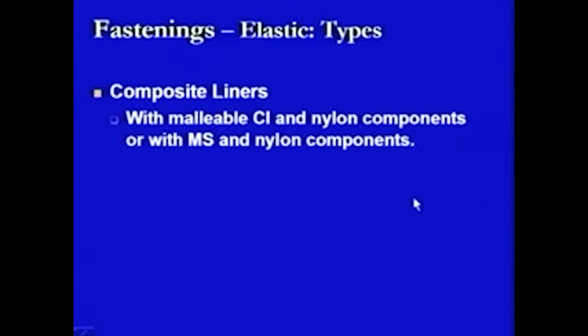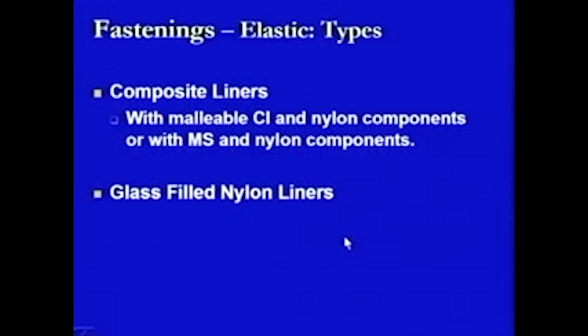Then there are composite liners. These composite liners are provided with malleable CI or nylon components, or with MS and nylon components. These are provided again for the same reason, that is we have to absorb the vibrations or the shocks which are coming. So, they are used along with the base plates as well as these rubber pads. Then there are different types of liners which are available. Another type of liner which is available is glass filled nylon liner.